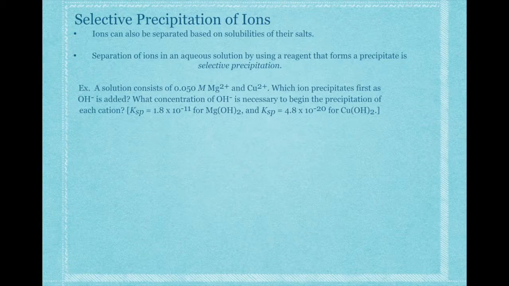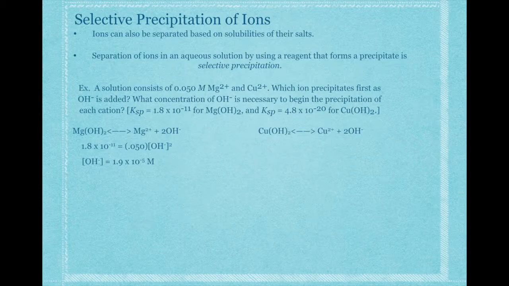So I'm going to first work with magnesium hydroxide, and there is my dissociation reaction right there, and I'm going to calculate my Q. So I've got my KSP, 1.8 times 10 to the negative 11th. That's equal to the concentration of magnesium ions times the concentration of hydroxide squared. And so when I do this, I find that my hydroxide is equal to 1.9 times 10 to the negative 5th. When I do the exact same thing for copper hydroxide and plug that in, what I get for my concentration of hydroxide is 9.8 times 10 to the negative 5th.